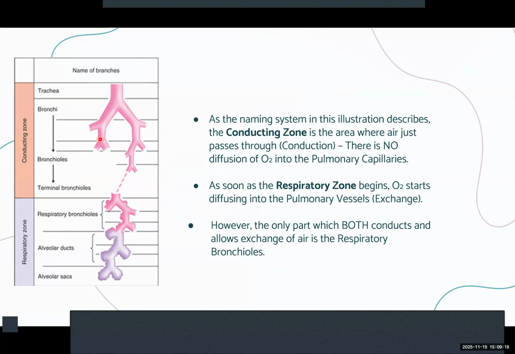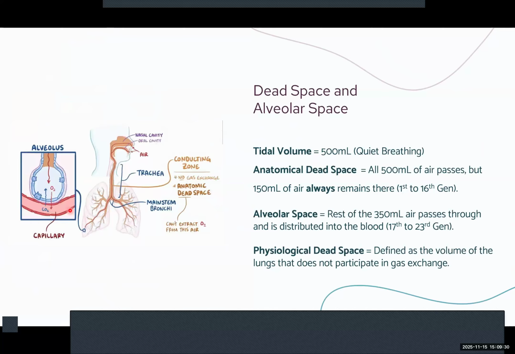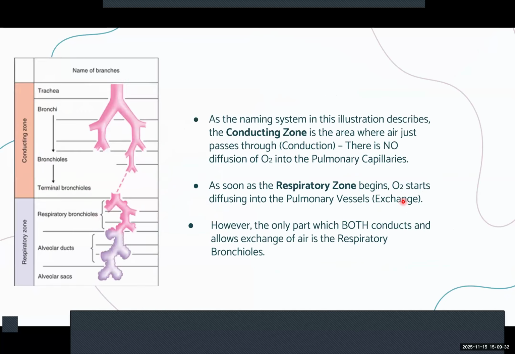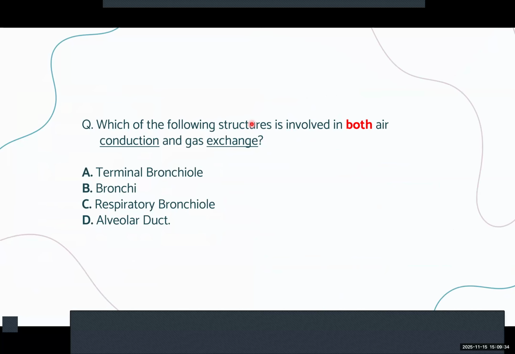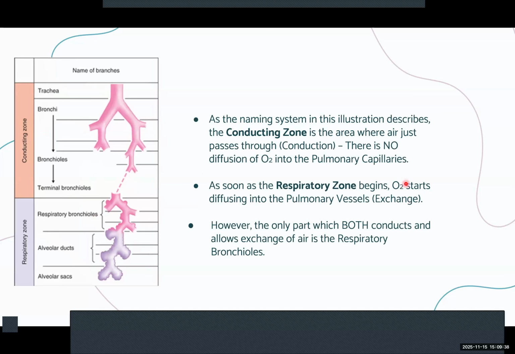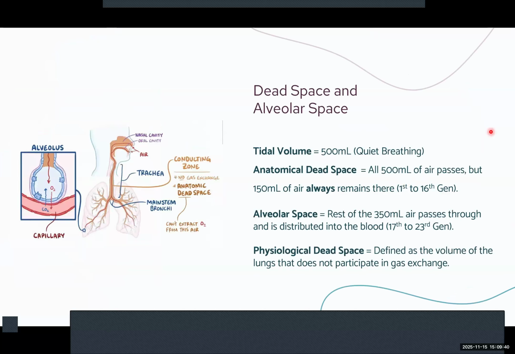The branching from the conducting zone, from the trachea till the terminal bronchioles, has generations from generation 1 to generation 16. That's 16 generations of branching, and the respiratory zone consists of branching from the 17th to the 23rd generation. So he might ask, instead of which structures are involved, which generations are involved in gas exchange. It would be generation 17 to generation 23. So this is what I wanted you to know.